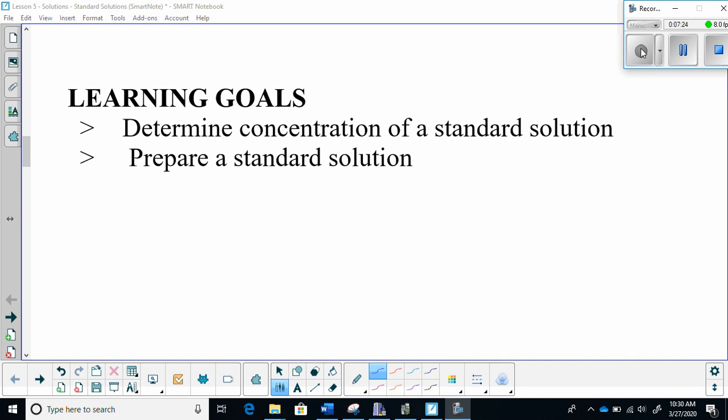So today's lesson is we're going to determine the concentration of a standard solution. So we've already been doing this. This is taking a mass and dissociating it within a liquid and then determining its concentration. Also, we will be learning how to prepare a standard solution within a lab setting.